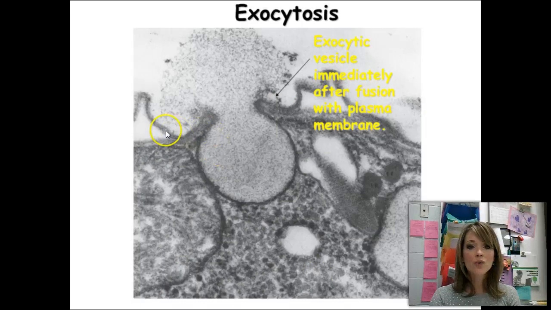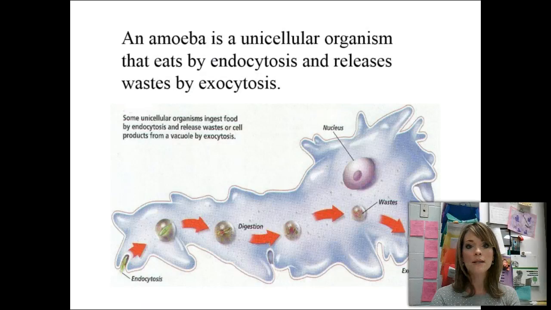Here you can see an actual microscopic image. Here's the vesicle after it's merged with the cell membrane, and it's releasing its contents into the environment. Exocytosis and endocytosis are important for all cells, but they're really important for unicellular organisms like this amoeba. So this is how the amoeba gets its food. It surrounds it through endocytosis, brings it in, digests it, and then the wastes are gotten rid of through exocytosis.